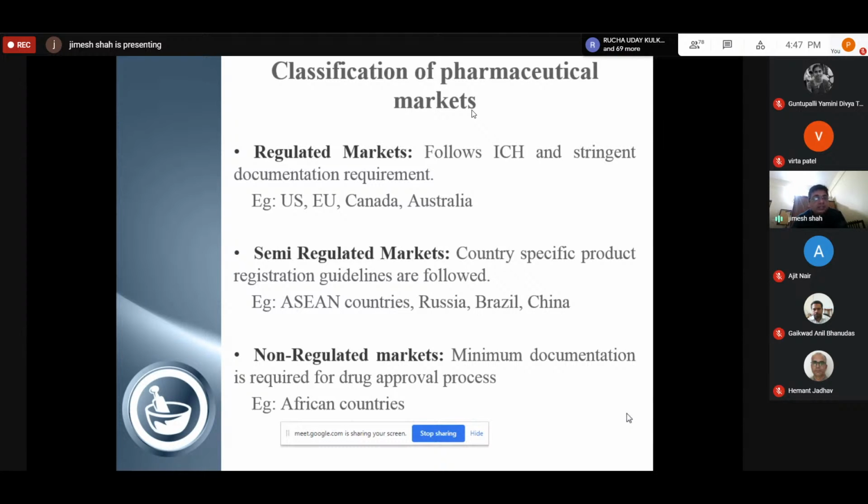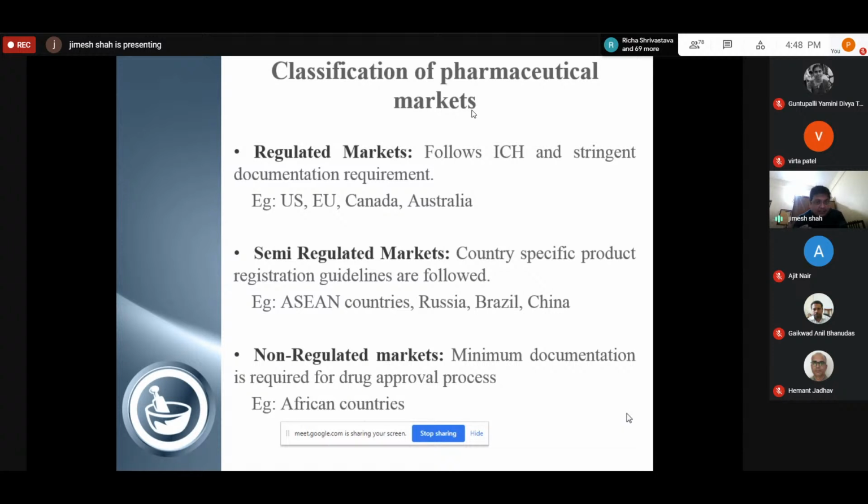Coming to the second point, that is the semi-regulated market. Country-specific product registration guidelines are followed. That is the Asian countries, Russia, Brazil, China, which are some of the semi-regulated markets. In the non-regulated market come some of the African countries, where minimum documentation is required for the drug approval process.